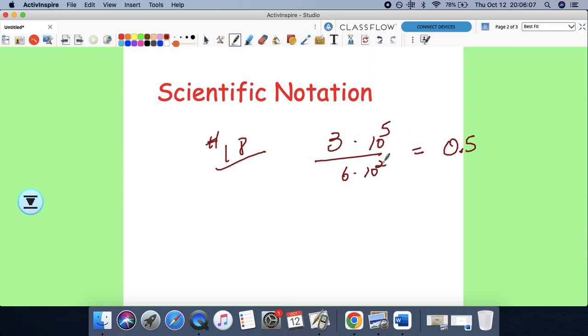And 10 to the 5th power divided by 10 to the 2nd is times 10 to the 3rd, right? Remember, it's 10 times 10, 5 times on the top, and then 10 times 10 at the bottom. And if you simplify, you're going to be left with 10 to the 3rd power. So now we got to change this to standard form. So this is the same as saying, what is 0.5 times 1,000? Move the decimal 3 spaces over, and we get 500.